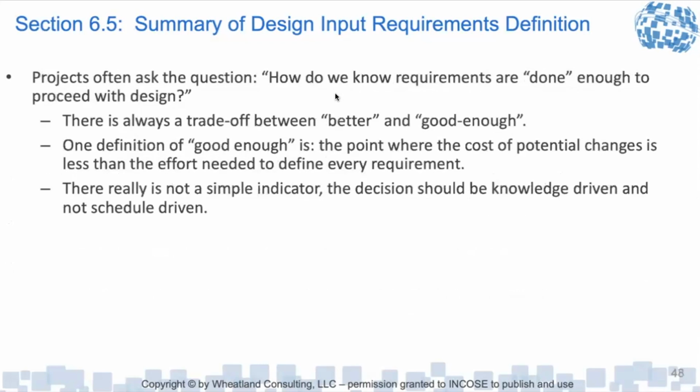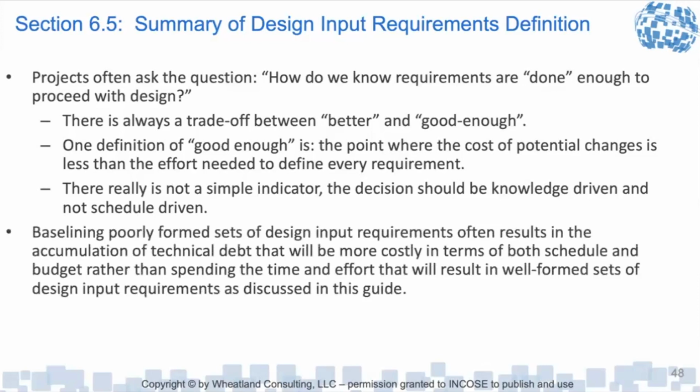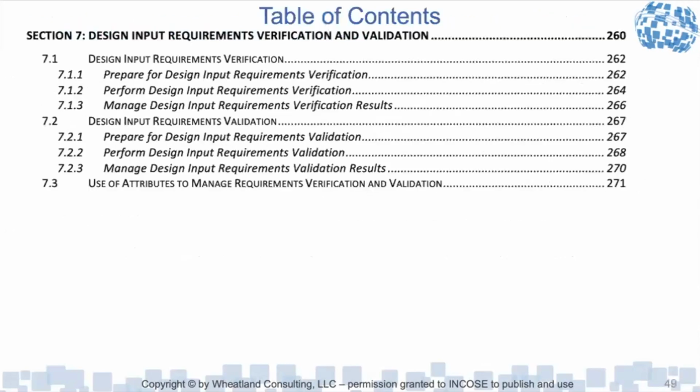One big question is, how do we know when our requirements are done enough to proceed with the design? There's always a trade-off between better and good enough. In our definition, good enough is the point where cost and potential changes is less than the effort needed to define every requirement. And there's really no simple indicator. The decision's knowledge-driven, not schedule-driven. Baselining a poorly formed set of requirements often results in accumulation of technical debt that would be more costly in terms of both schedule and budget, rather than spending the time and effort that result in well-formed sets of requirements as discussed in the guide and the manual.